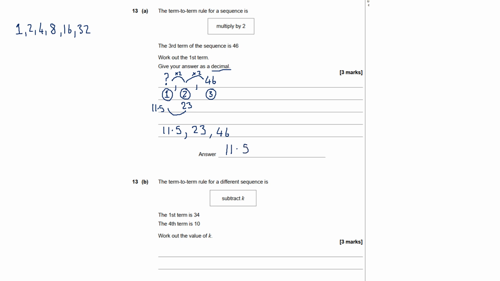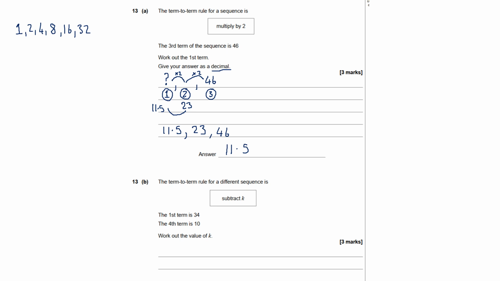Okay, next part. So the term-to-term rule for a different sequence is subtract k. So to get to the next part, you need to subtract k, where k is some sort of value. So let's have a look at the clues it's given us and we'll figure that out. So the first term is 34 and the fourth term is 10. So figure out the value of k.